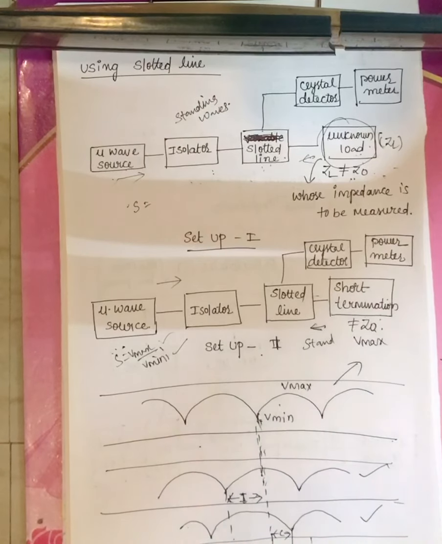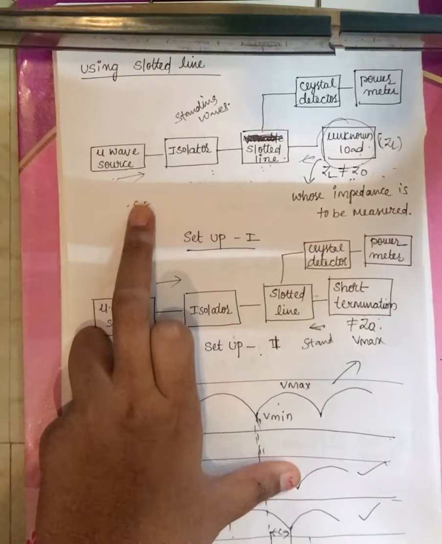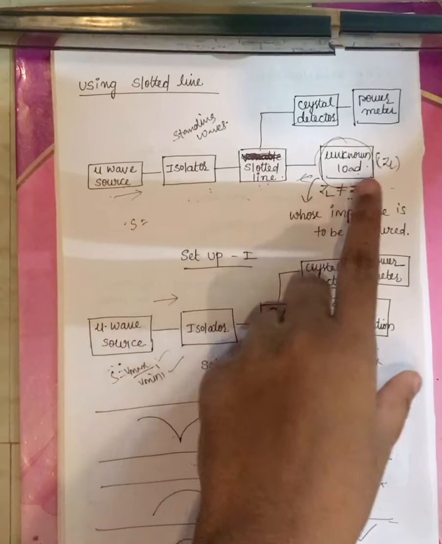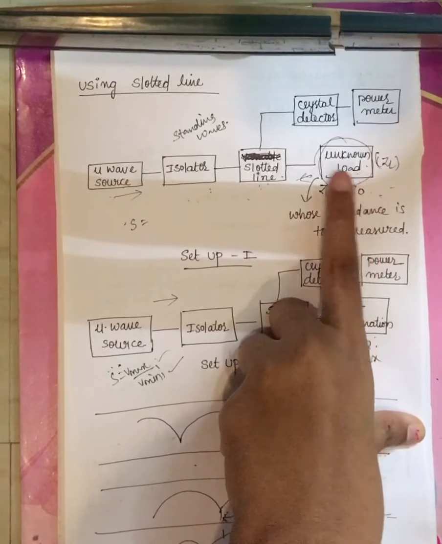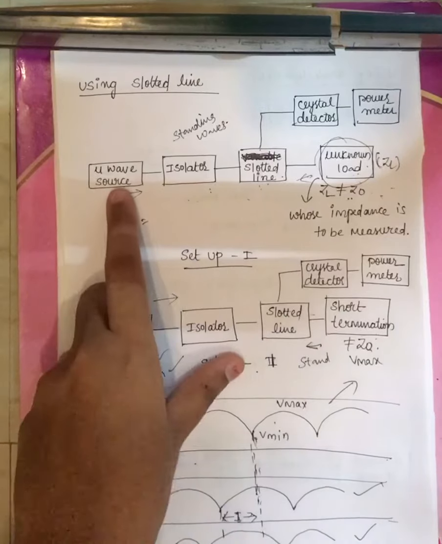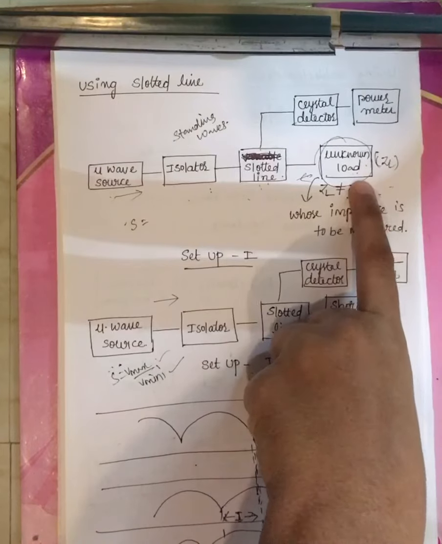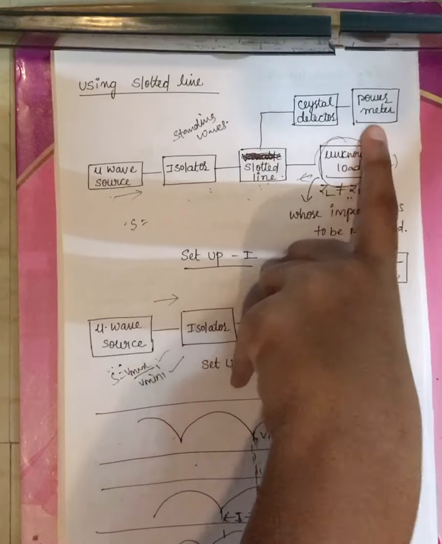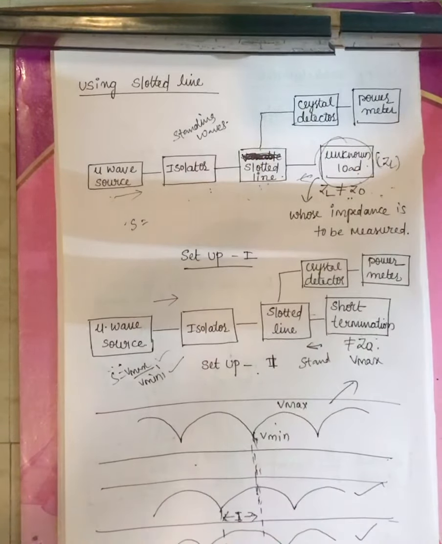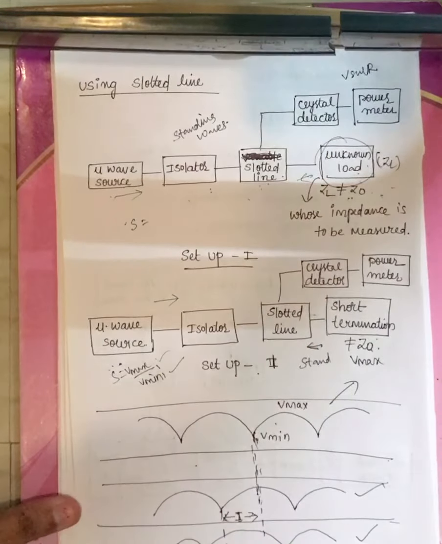Now this is about the measurement of impedance using slotted line. Let me briefly explain again. You have to use two setups in order to measure the impedance using a slotted line. The impedance that you want to measure is connected at the end of your slotted line. The microwave source is connected to the isolator, connected to the slotted line, and the slotted line is connected to the impedance that we want to measure. The slotted line is also connected to the crystal detector and power meter. Here you will have a VSWR meter also, where you can measure Vmax and Vmin.